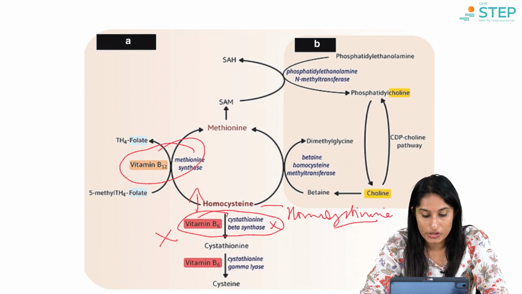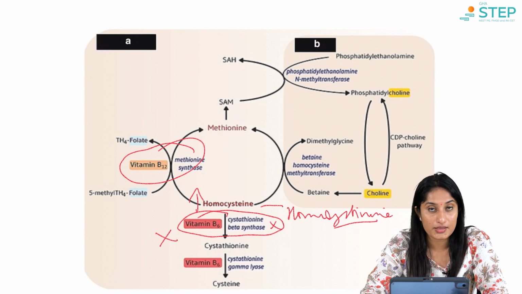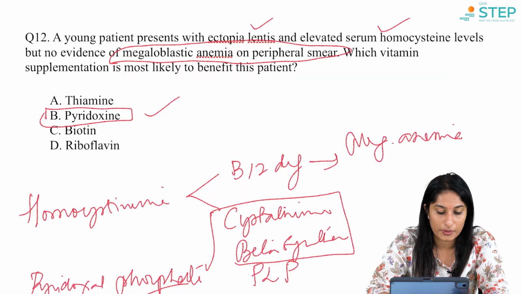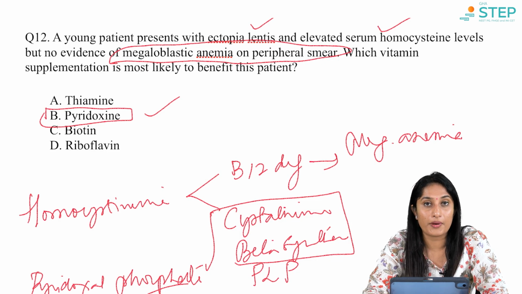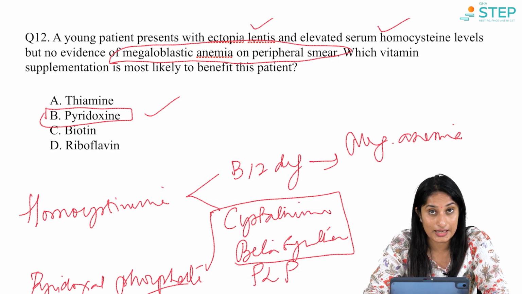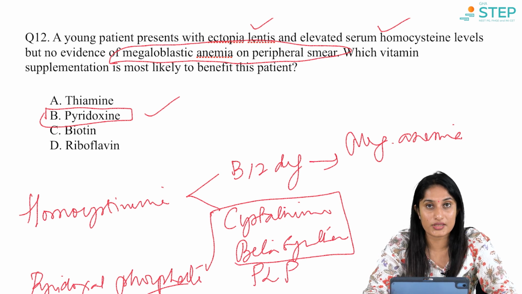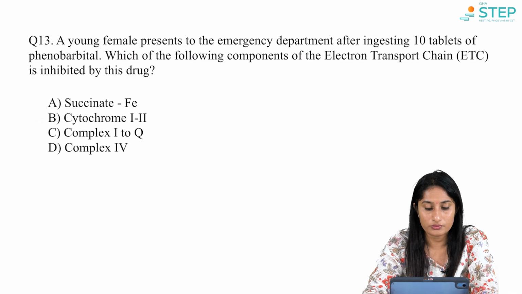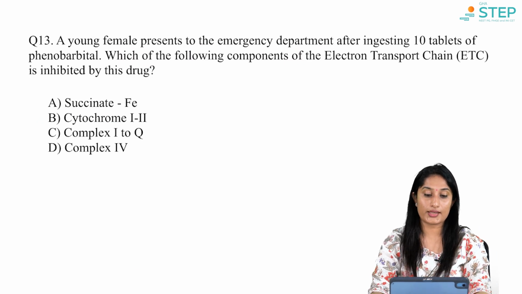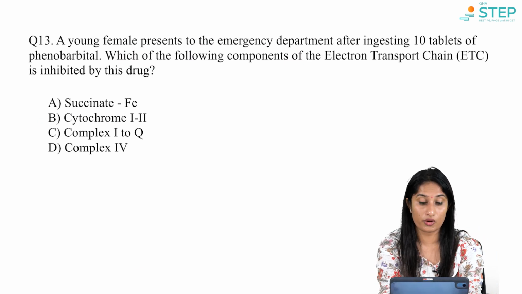Okay. So, which vitamin would we want to supplement? Is it B12 or B6 in this patient? Remember, it is pyridoxine because the enzyme cystathionine beta synthase, CBS, requires B6, that is PLP, pyridoxal phosphate. Option B is correct over here. Alright, let us move on to the next case or question.